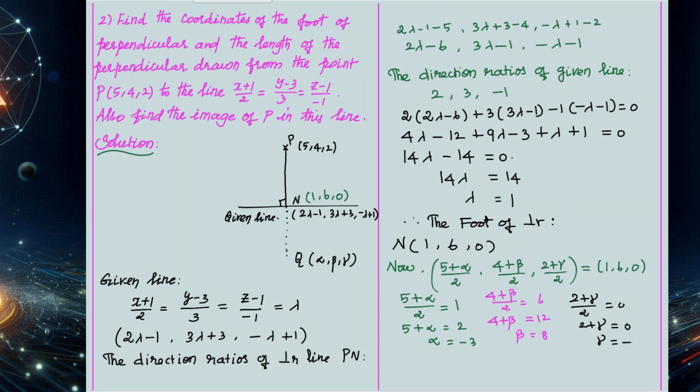So after finding the alpha value, beta value, gamma value, we can say the image of the point P. What is the image of the point P? That is Q. So the coordinates of Q are minus 3, 8, minus 2.